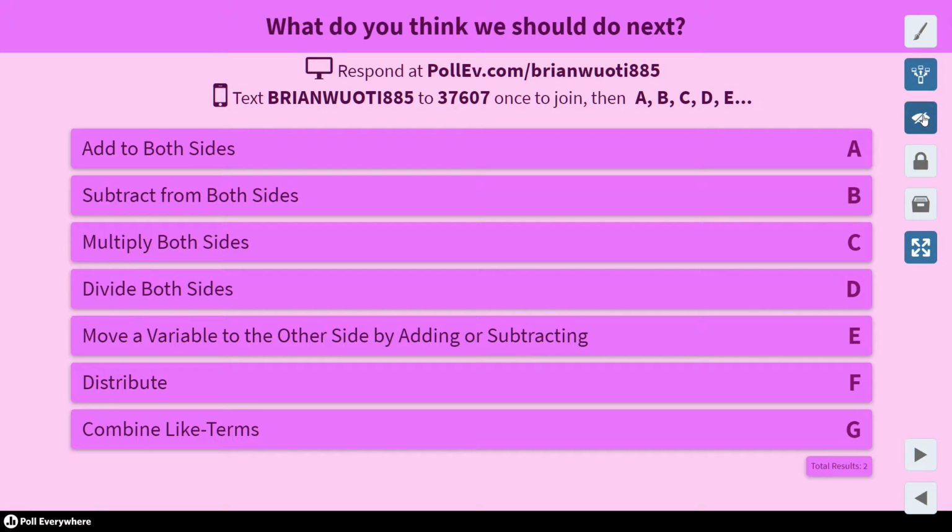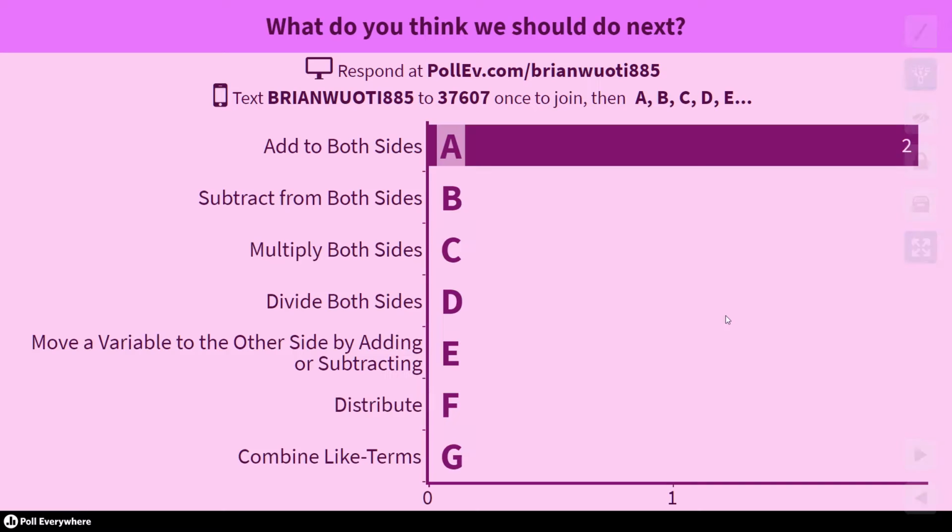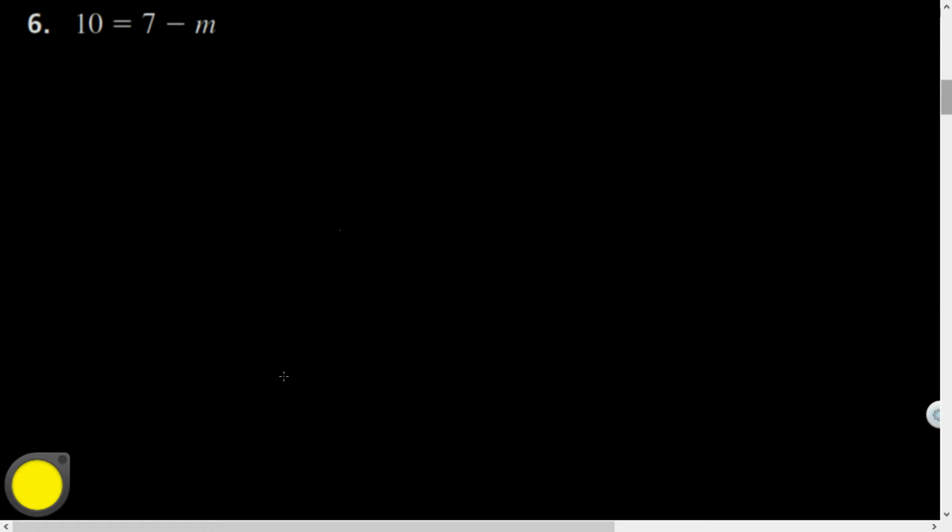Let's see what the results are. Aha! We've got 2 people, not everyone voted, that said add to both sides. Now, I knew this was worth doing. This minus sign applies to the m.